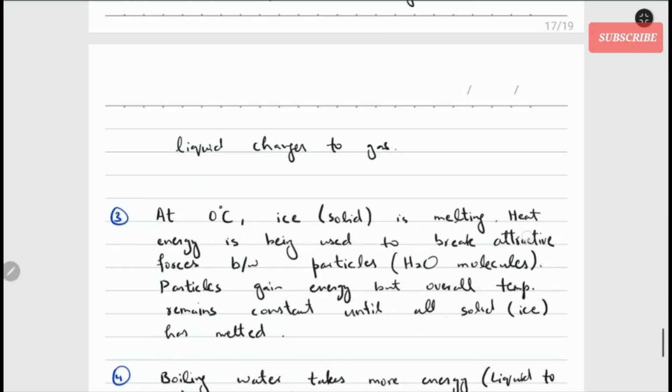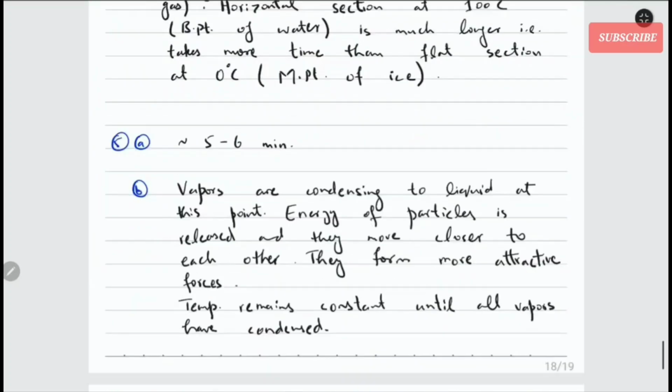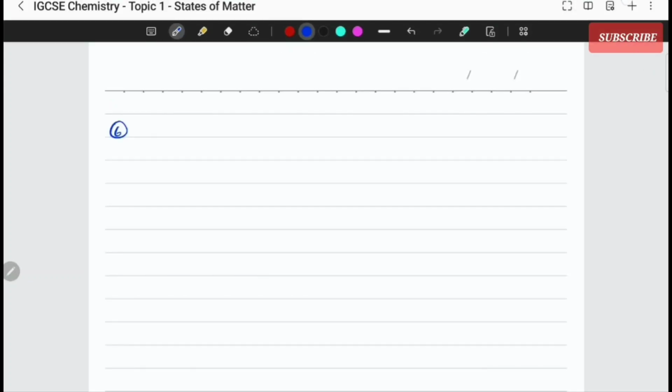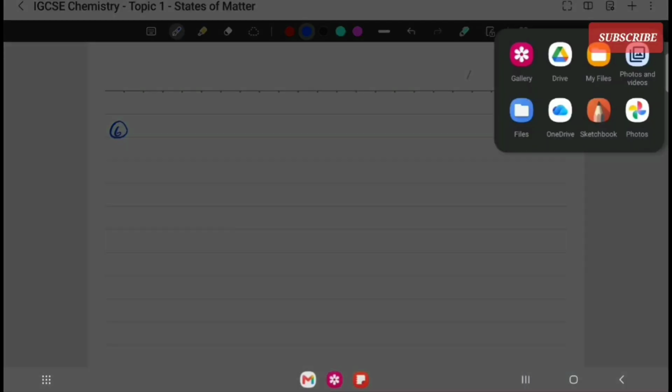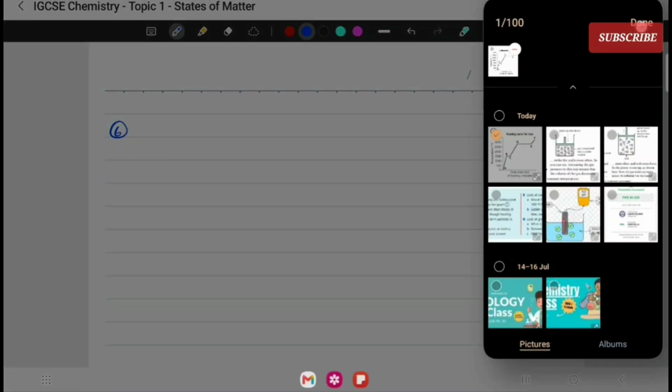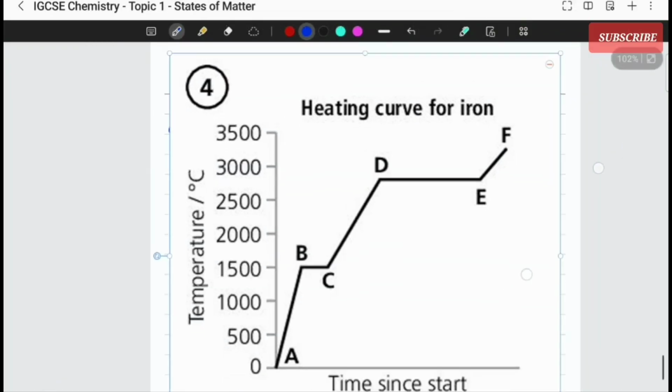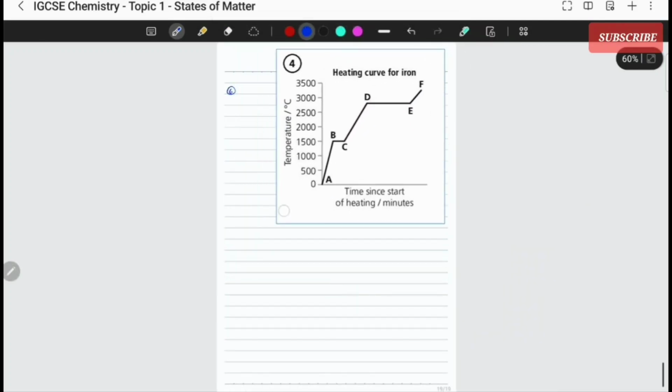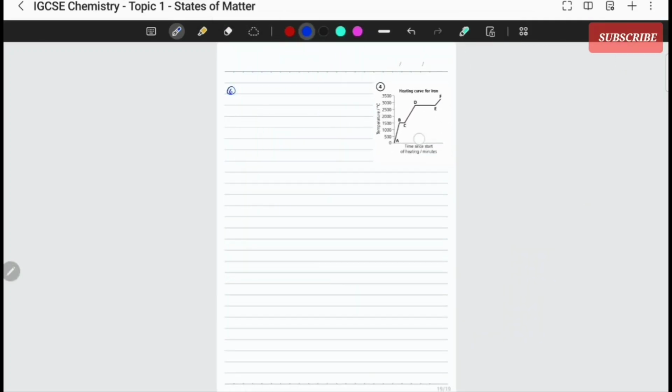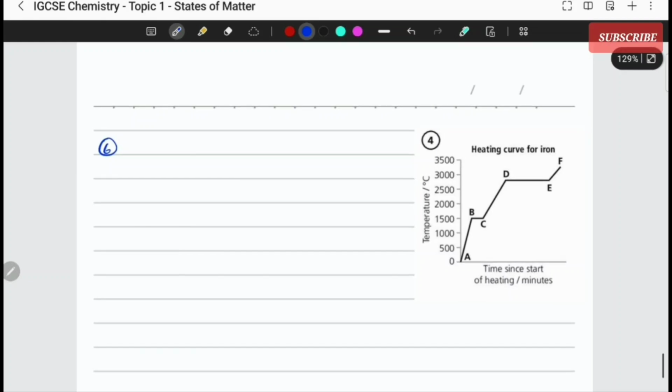Okay, so this is question number 6. Let's go back. Question number 6. If you go and look at the question, let me try to bring in this graph here. If you can look at the graph, it would make much more sense. Okay, so this is the graph here.